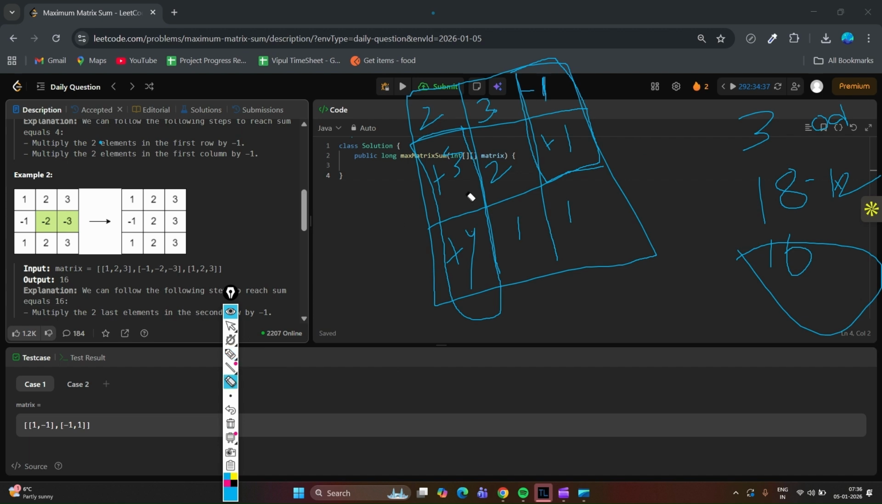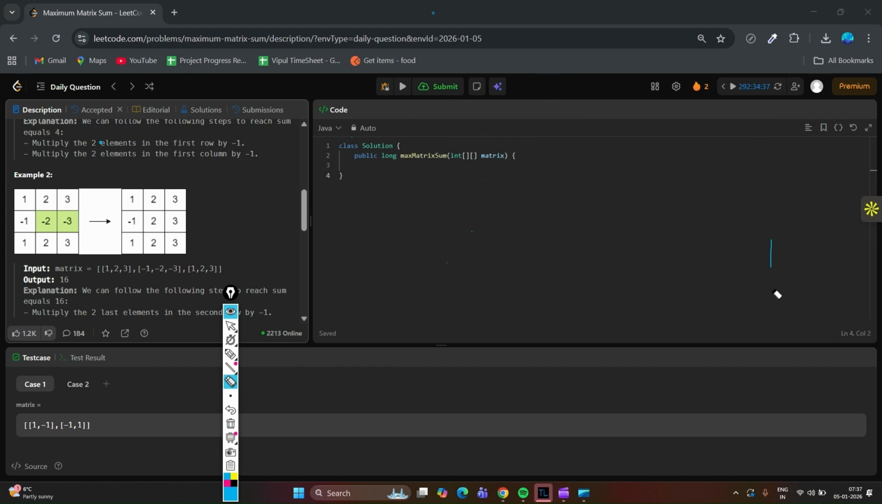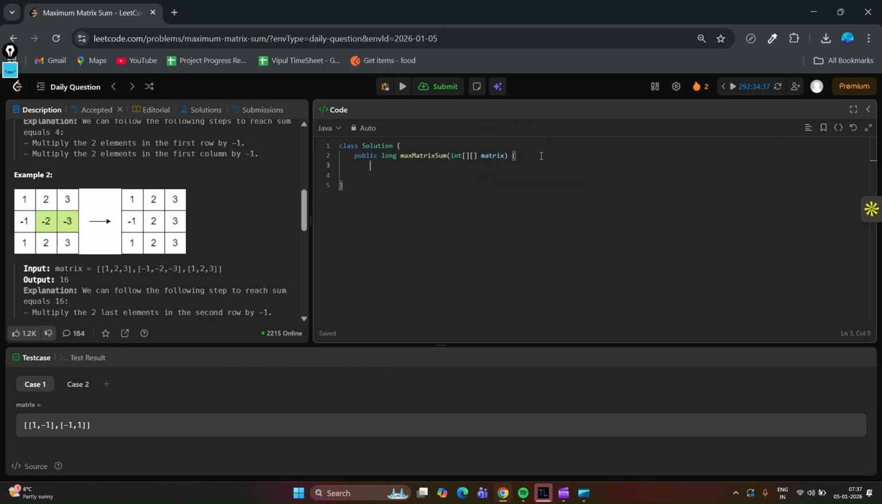Our approach, you understand? I think you understood what our approach will be. Let's come to the code, because it is taking time, because this is a medium level question. So no worry. Let's do it here. Now what will be our approach?